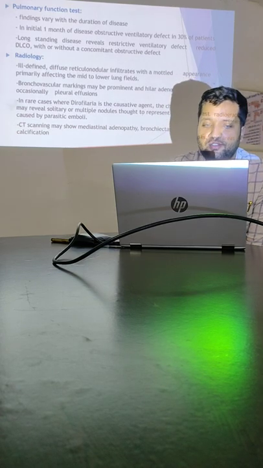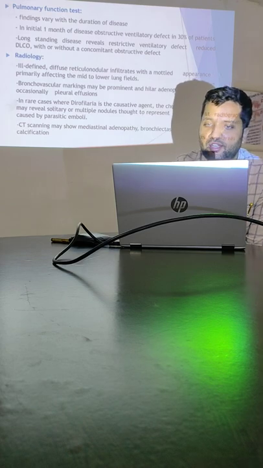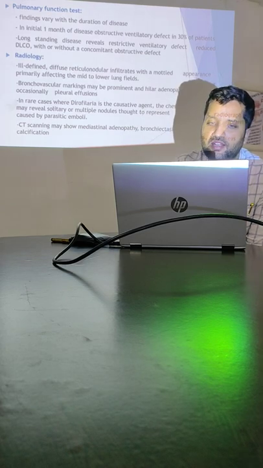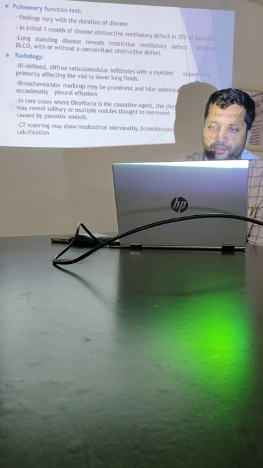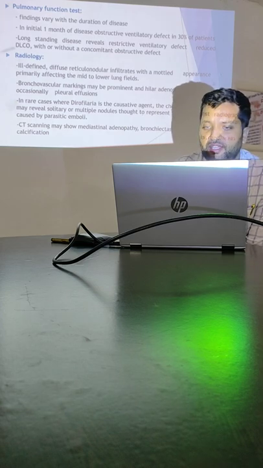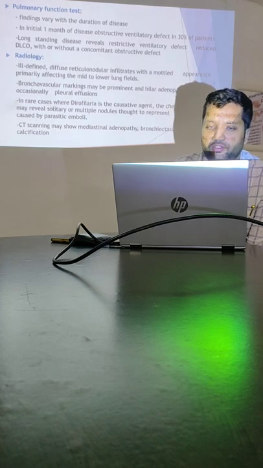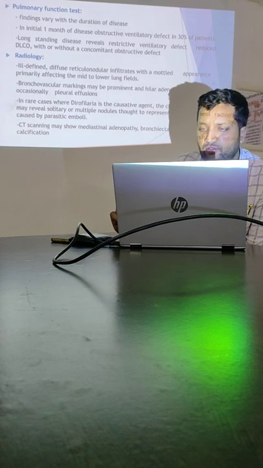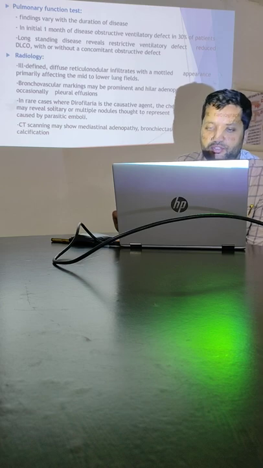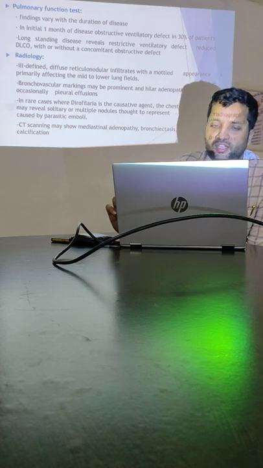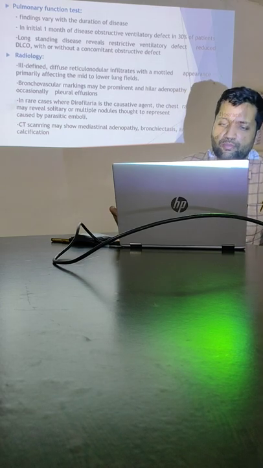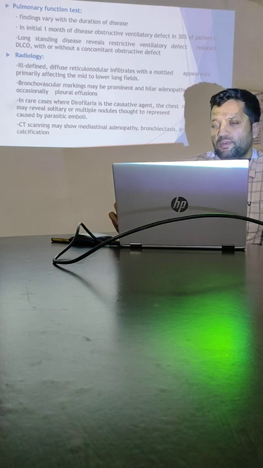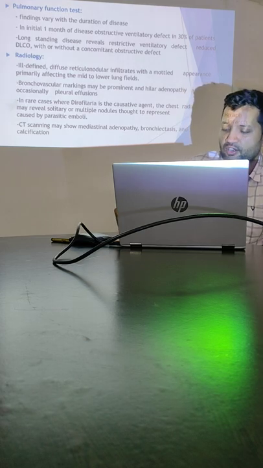On radiological investigation, we see diffuse reticulonodular involvement with a miliary appearance, primarily affecting the mid to lower zones. Bronchovascular markings may be dominant, with hilar prominence and changes in the pleural region. In some cases, pleural effusion and solitary or multiple nodules have been reported, caused by the parasitic embolus. CT scan may show mediastinal lymphadenopathy.